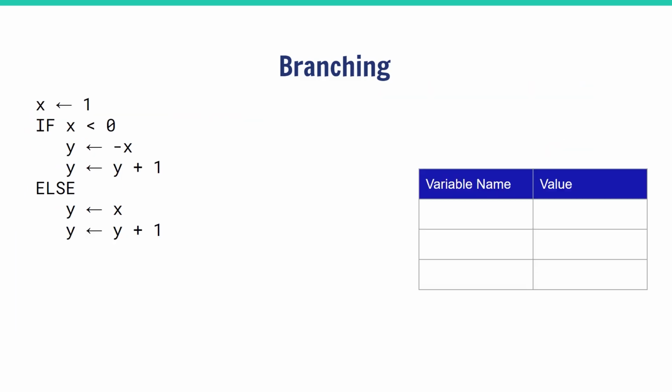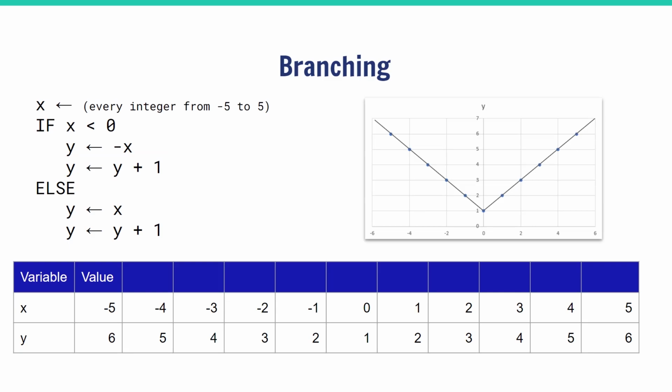Within the if and else statements, we can have multiple lines of pseudocode indented, and when this happens, we just go through and execute each of them. In this example, we assign 1 to x, and if we plot this for all values of x between -5 and 5, we see that this is a plot of y is the modulus of x translated 1 unit in the positive y direction.